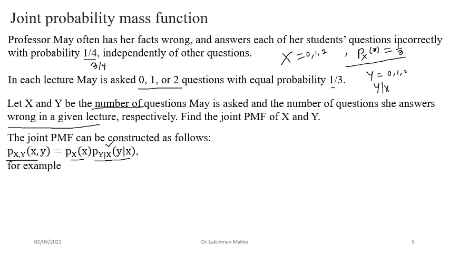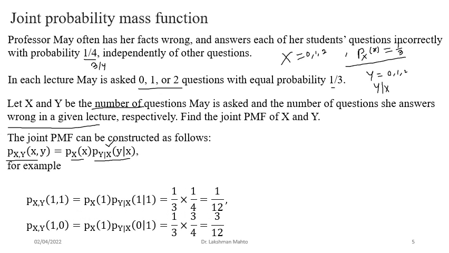So we can compute, for example, where one question is asked and the answer is wrong. If one question is asked and the answer is wrong, what would be the situation here? You can see it this way: x is observing value 1 and y is observing value 1. So here we can compute it through the multiplication rule: the probability that x is observing value 1, and the probability that y is observing value 1 given x. This is the conditional probability of y given x.